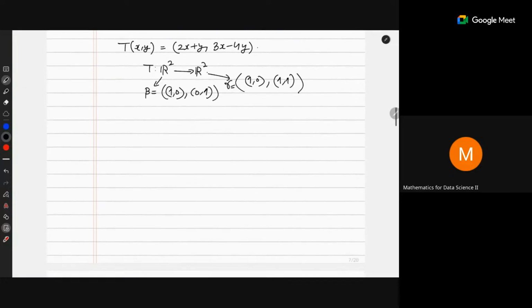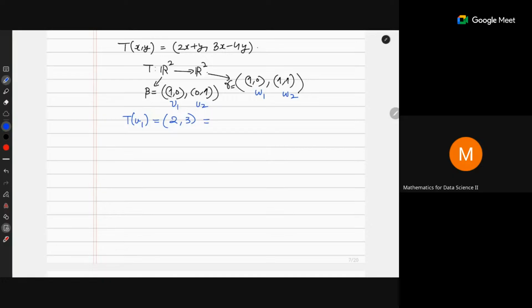All right, now we need to express T with respect to these bases. Okay, so let's go by definition. The domain basis, call them V1, V2, and this is my W1, W2. Now express T(V1) in terms of W1, W2. First let us see what T(V1) is. What is T(V1)? It is (2, 3). Right.